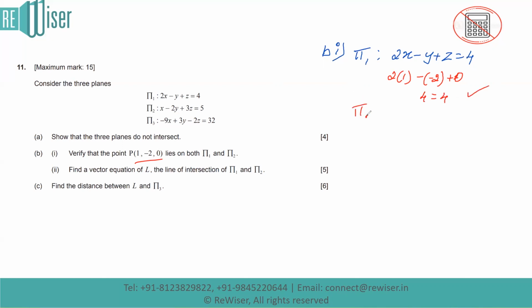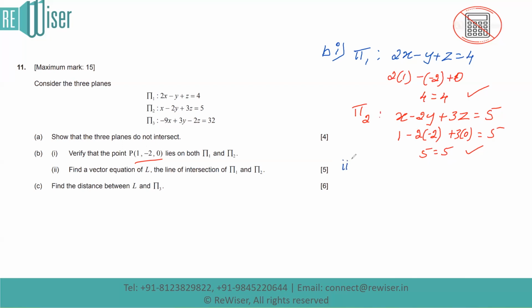For plane 2, we have x minus 2y plus 3z equals 5. So in that case, it's going to be 1 minus of minus 2 times minus 2, plus 3 times 0 equals 5. And your 1 minus 2 of minus 2, this is going to be 4. 1 plus 4 is 5. So 5 equals 5. So this is also true. So that's why we can see that the point (1, -2, 0) lies on both the planes.